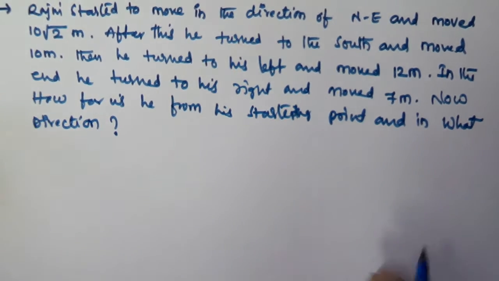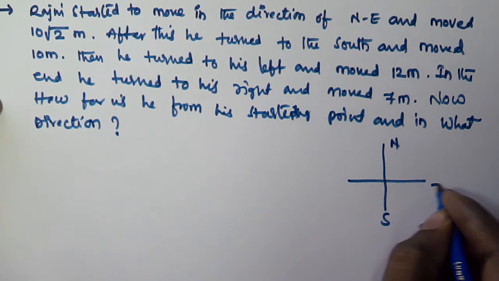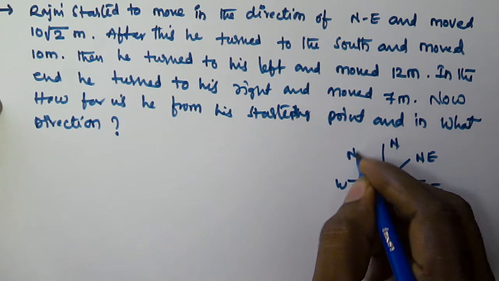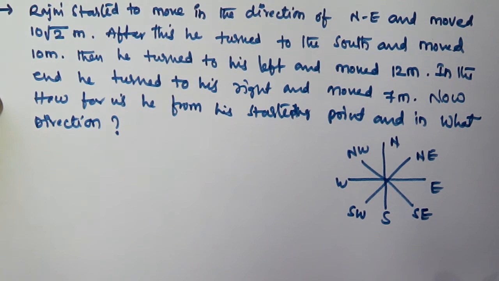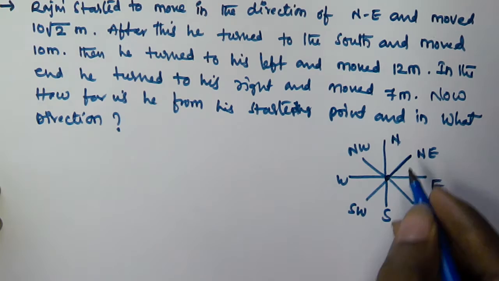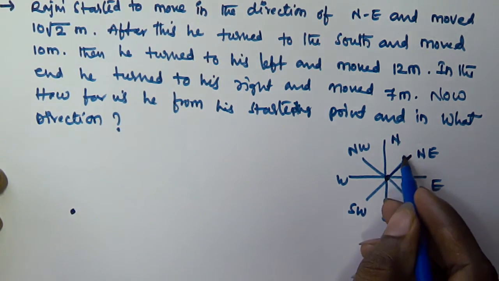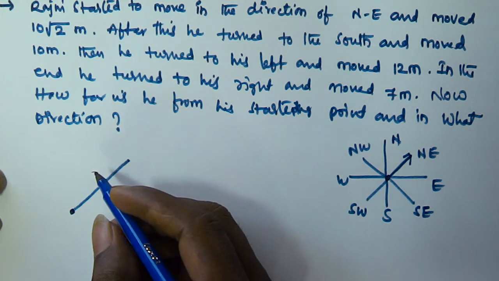Okay. First of all, we will draw the basic direction diagram. So this is north, south, east, west, and this is northeast, this is northwest, this is southeast, and this is southwest. Okay. So now Rajni started in the direction of northeast. So let us assume he started from here and moved in this direction.